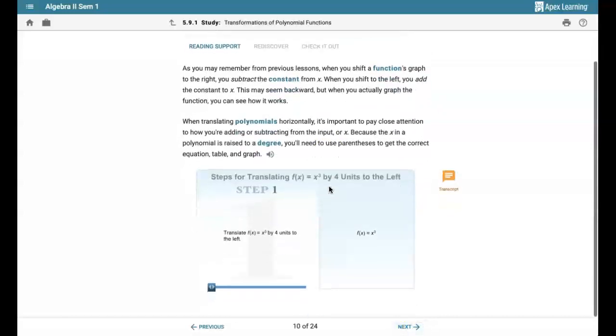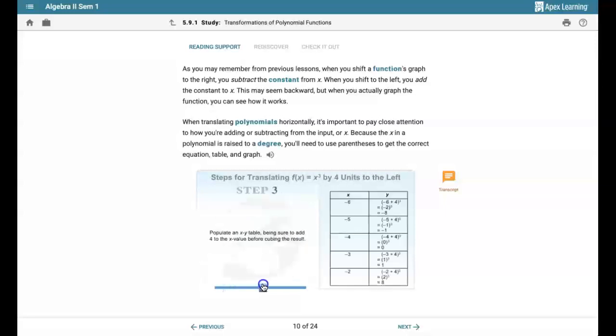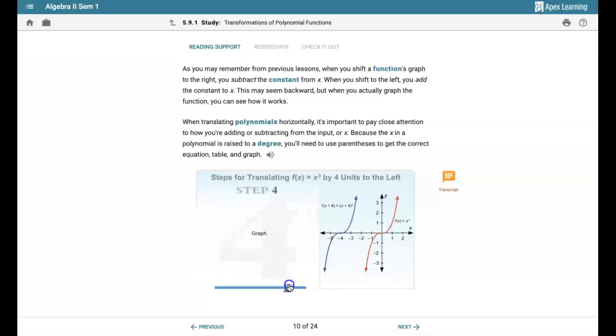So shifting polynomials horizontally, again, reminder, if I've got x cubed shifted 4 units to the left, what I'm going to do is add 4 inside the parentheses, and then be able to populate that table, and then graph.